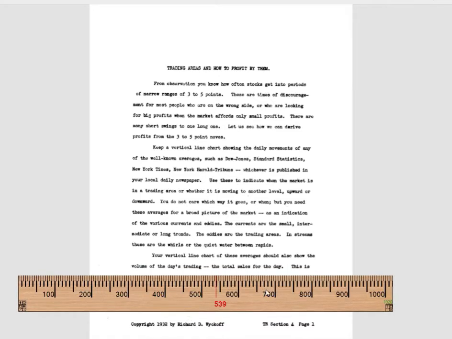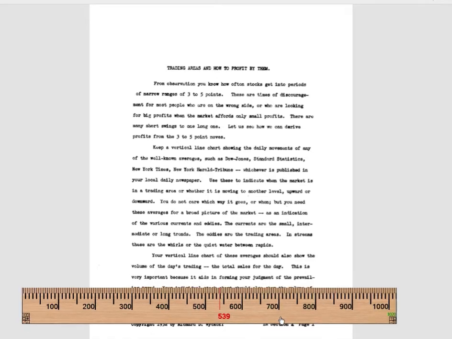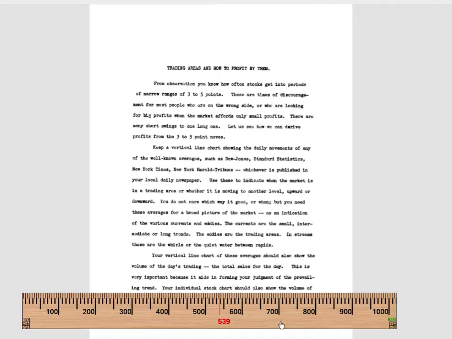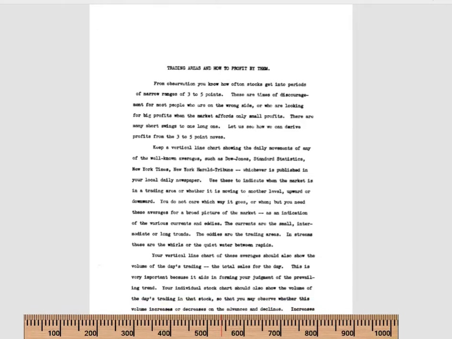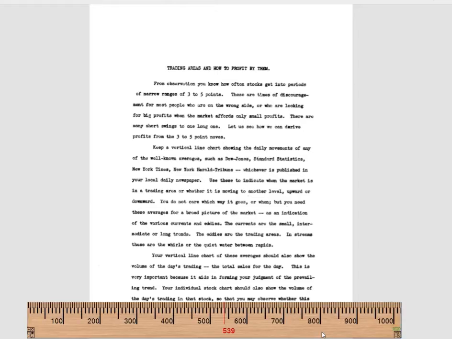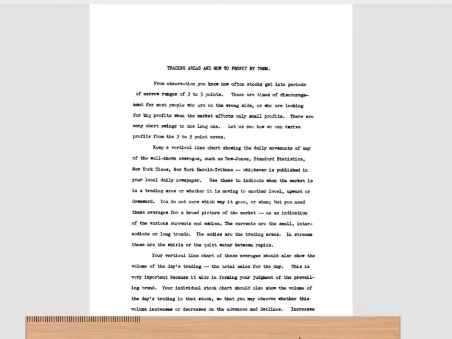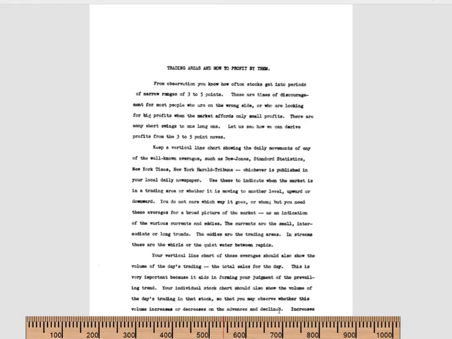So you've got to use the volume. This is very important because in forming your judgment of the prevailing trend, your individual stock should also show the volume of the day's trading. So basically, using a daily chart with volume. Now why? So that you may observe whether this volume is increasing or decreasing on the advance and the decline. It's very important. One of the ways you use volume is just by taking a look at whether it's increasing or decreasing.